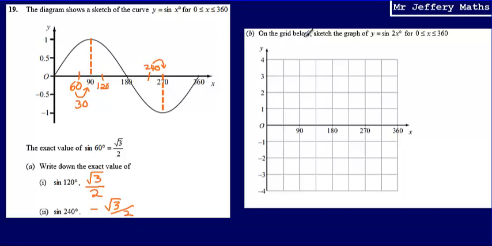For part B, we're told that on the grid below, sketch the graph of y equals sine of 2x for values of x between 0 and 360. So if we take a look at this, what we need to recognise is that the change from y equals sine x has happened to the x. When this change has occurred, the amplitude is unchanged, so the height of the wave is unchanged. Our height of the wave here is 1, so that has remained unchanged, but the frequency of the wave will have doubled.